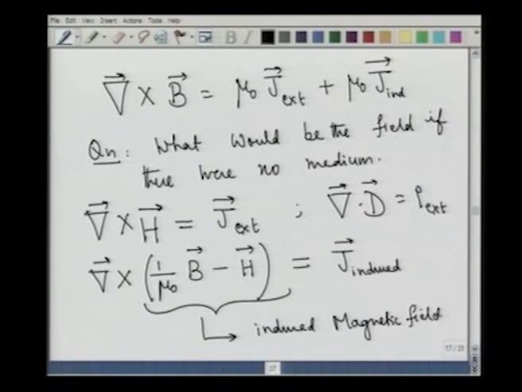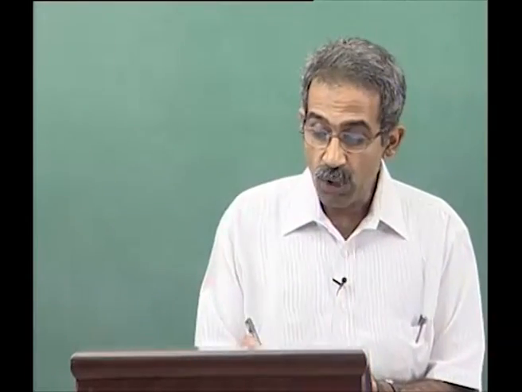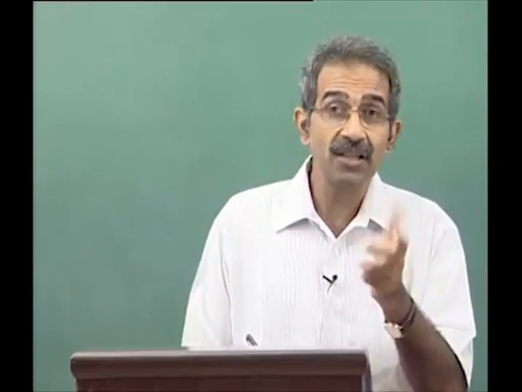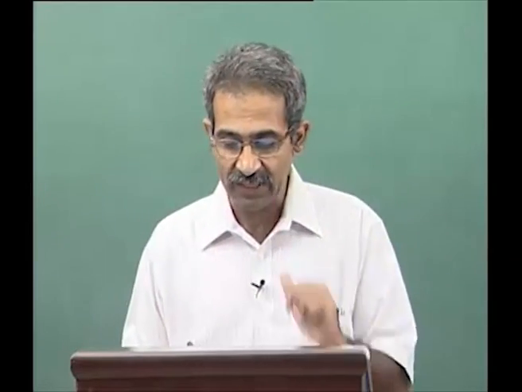In units of 1 over mu naught. So, you have the external current which produced a magnetic field H, the induced current which is producing another magnetic field 1 over mu naught B minus H. Of course, if you go back and look up the books, they introduce a lot of complicated jargon. H is called the magnetic field, B is called the magnetic induction. Let us not worry too much about that. We will call it the B field and the H field.